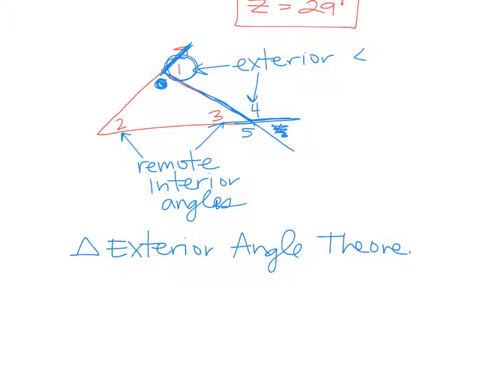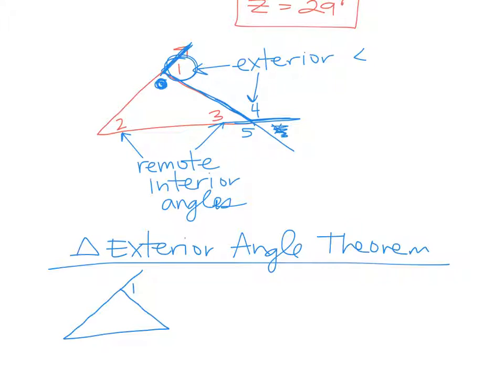Theorem. What it says is the sum of the two remote interiors will equal the exterior. I'm just going to redraw the picture. It's the same picture, but with less of my scribbles all over it, just so you can see what I'm talking about. Here's angle 1, here's angle 2, here's angle 3. The measure of angle 1 will equal the measure of angle 2 plus the measure of angle 3. So if you add the two remote interiors, it will equal the exterior.